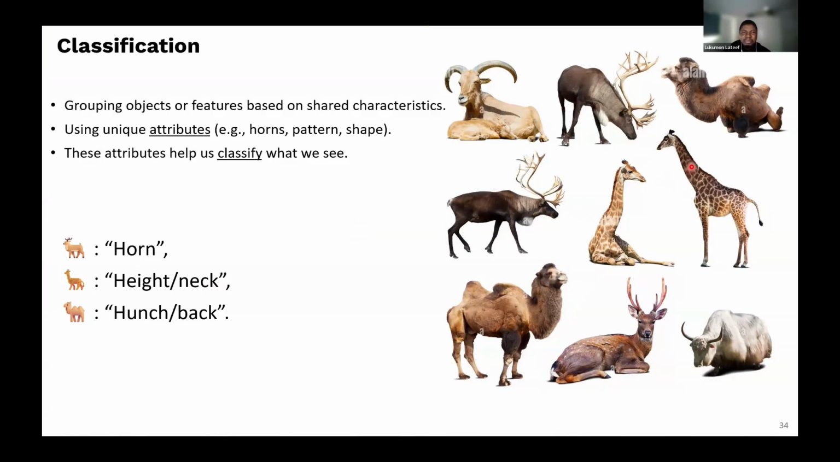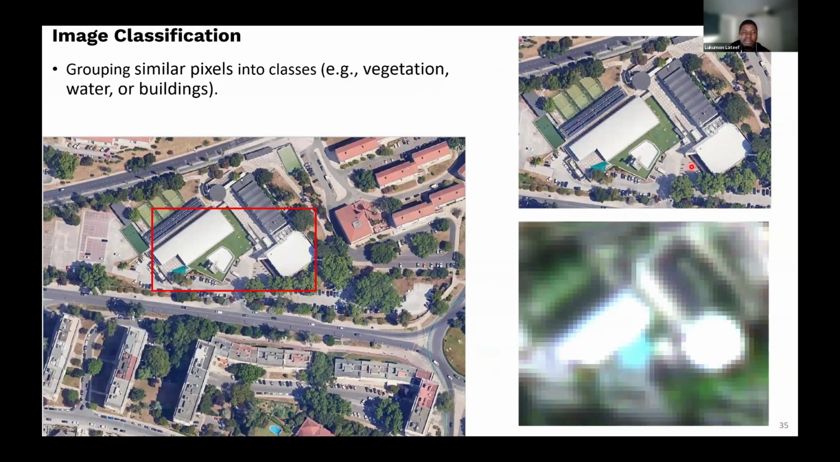So a similar thing applies to satellite images. When we are talking about classification, we're trying to group similar pixels that have similar reflectance together and categorize them into, let's say, vegetation, built up, roads, and the like. So that's classification in simple terms.